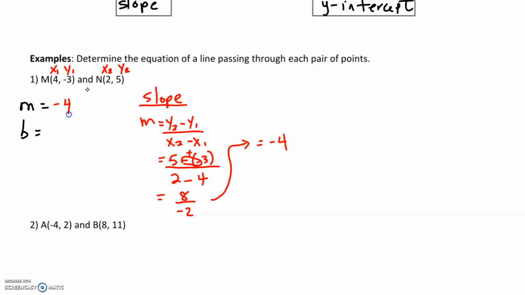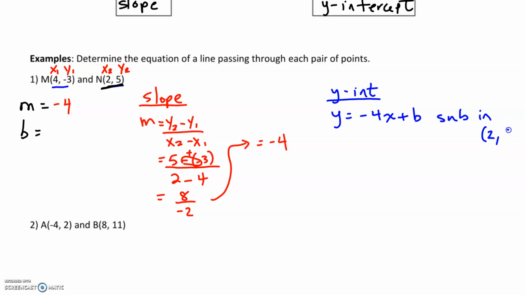So I know the slope of my line, and now I'm going to find the y-intercept. I find the y-intercept by writing what I know so far. We did this in our last lesson, and I have to sub in a point. In this case, I have 2 points to pick from, and I should get the same b value regardless of which point I pick. So you choose which one. I'm going to choose the point n because both values x and y are positive, and I would rather deal with positive values than negative.